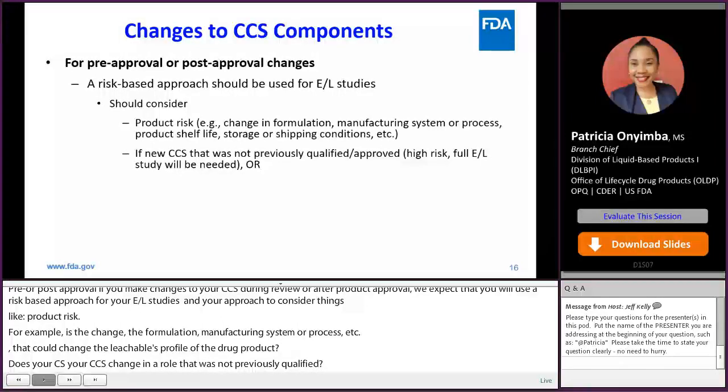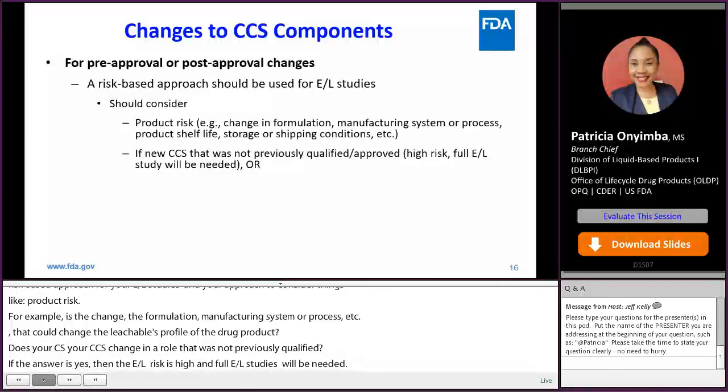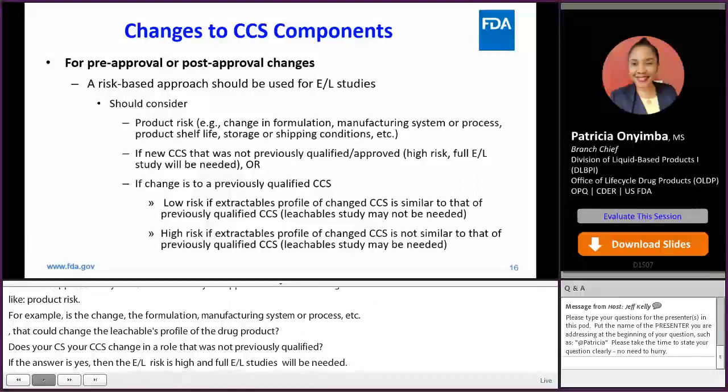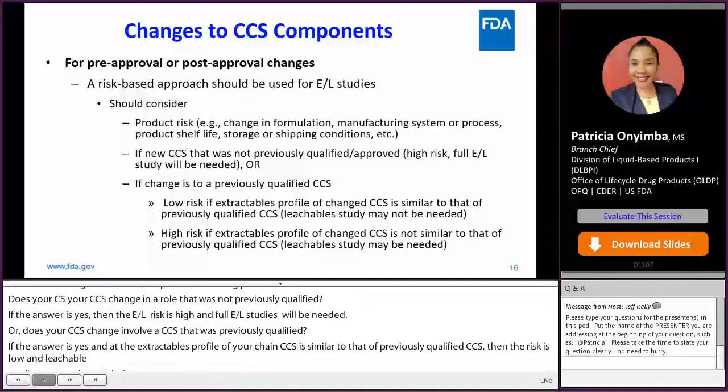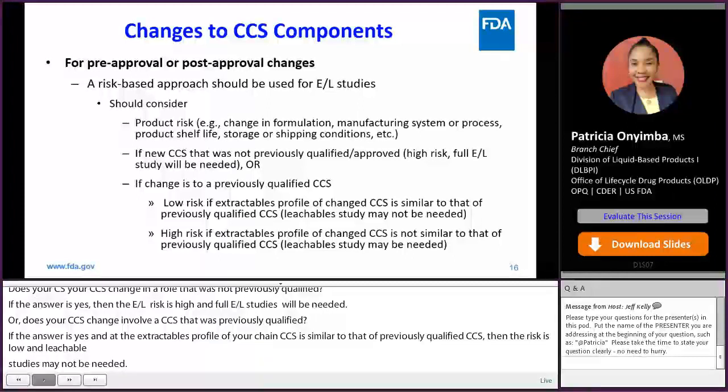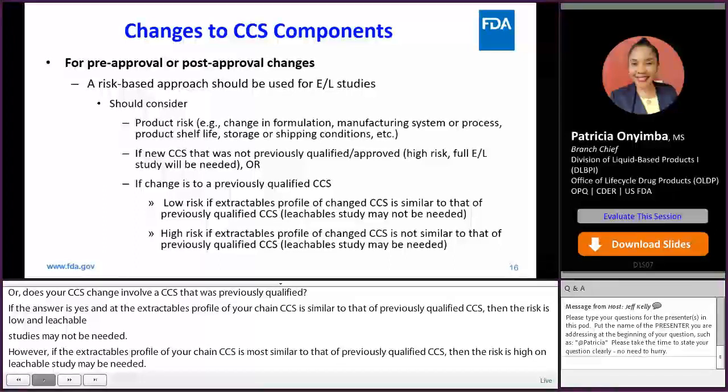If the answer is yes, then the EL risk is high and full EL studies will be needed. Or, does your CCS change involve a CCS that was previously qualified? If the answer is yes, and if the extractables profile of your changed CCS is similar to that of previously qualified CCS, then the risk is low and leachable study may not be needed. However, if the extractables profile of your changed CCS is not similar to that of previously qualified CCS, then the risk is high and leachable study may be needed.